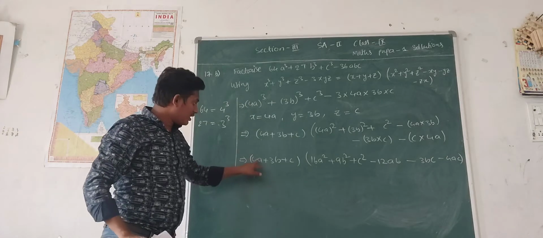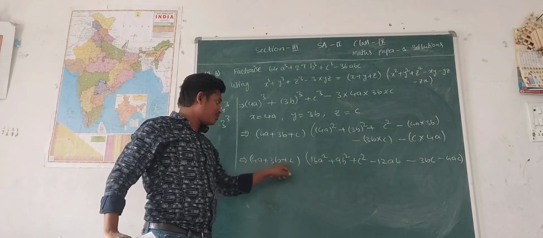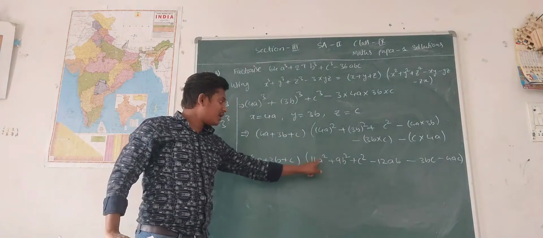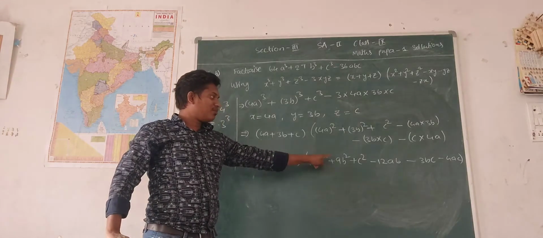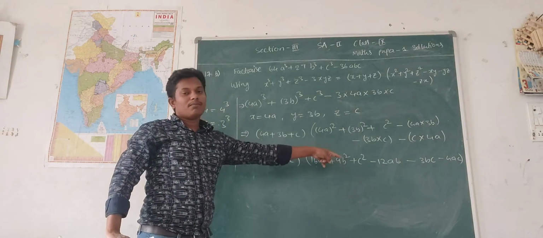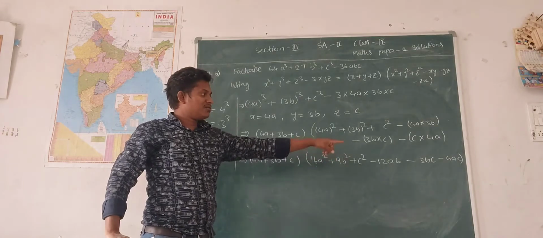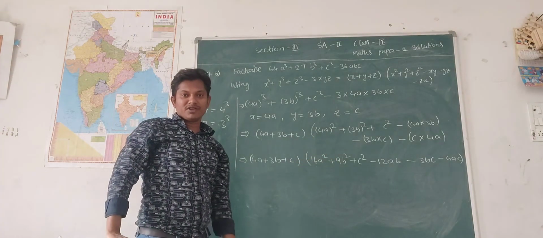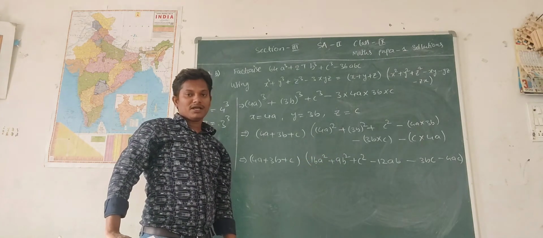Okay, 4a plus 3b plus c is one factor, and 16a square plus 9b square plus c square minus 12ab minus 3bc minus 4ac is the second factor.